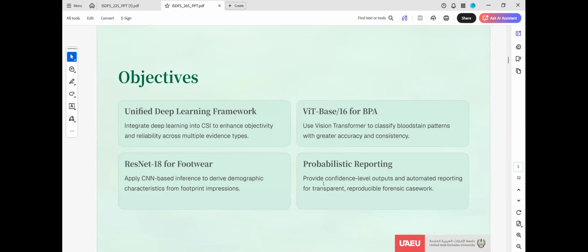Our technology is a unified deep learning framework. With the help of this UDL, we focus on multiple evidence types. The traditional approach focuses on one evidence type, so our proposal is multiple evidence types: one is blood, another one is footprint. ViT-based is for bloodstain pattern analysis, which means classifying the bloodstains. Another one is ResNet, applying CNN, for the classification of footwear categories.